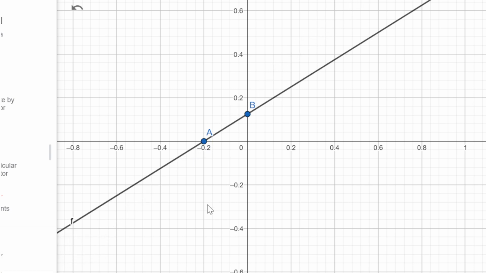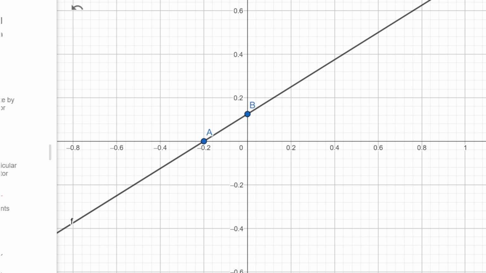So this is the first equation. But if you notice, the second equation also has the same points, which are 0 comma minus 1 by 8 and minus 1 by 5 comma 0. So both are representing the same line. If both are representing the same line, those are nothing but coincident lines. For coincident lines, the number of solutions is infinite.